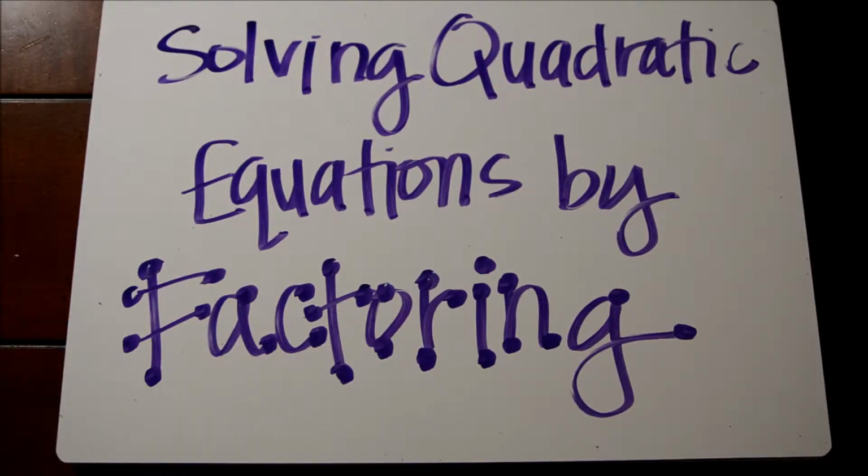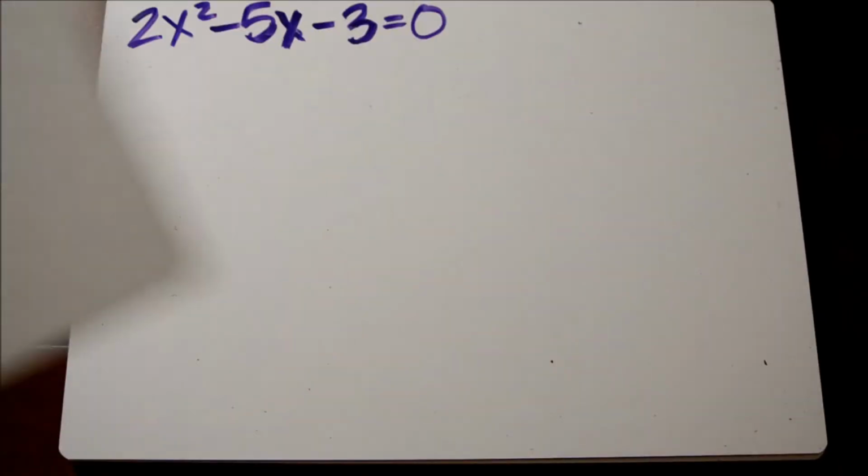Today our lesson is on solving quadratic equations by factoring. If you're being asked to solve a quadratic equation, what you're being asked to find are the roots, or zeros, or x-intercepts, or solutions. They're all the same. And one method for finding those solutions is by factoring. Let's take a look at our first example.